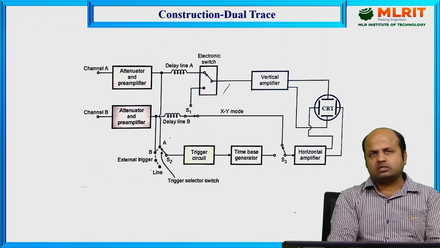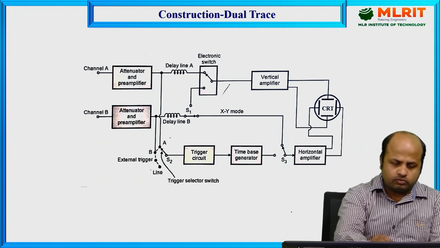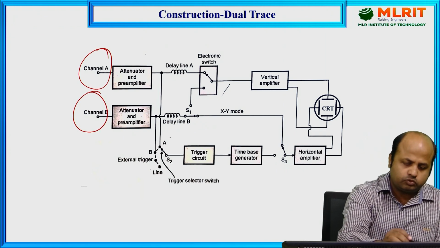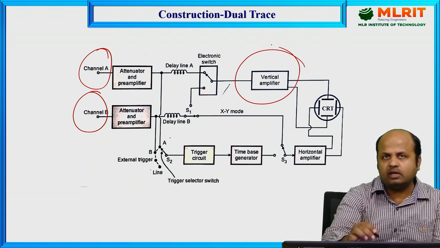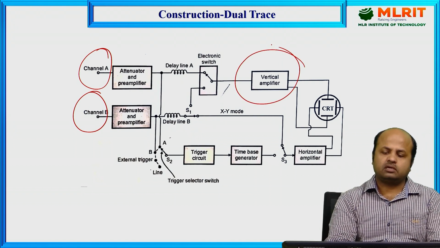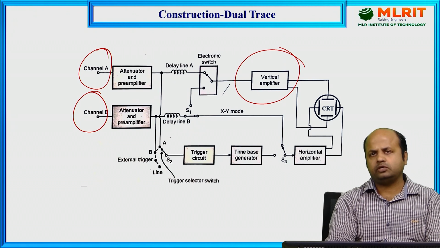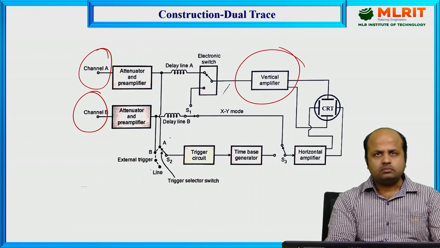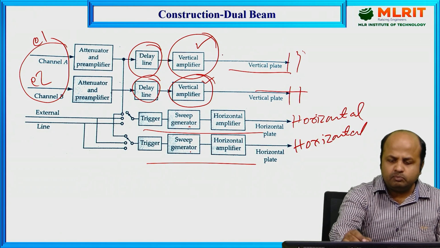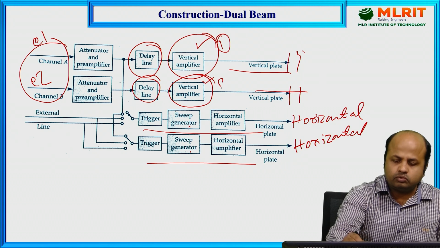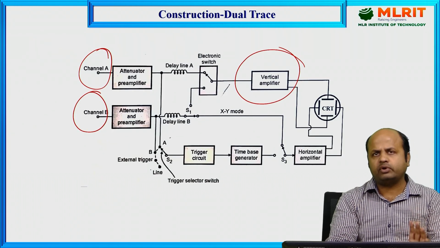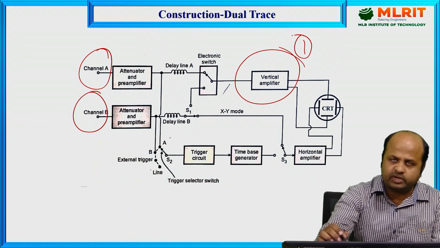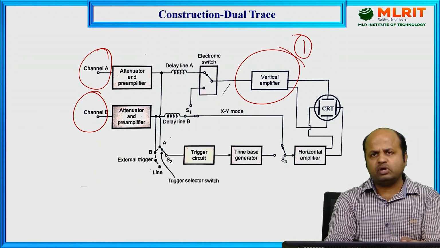What is the construction of dual trace CRO? Here also we can see that there are two channels, meaning two waveforms, but we have only one vertical amplifier. See here how the hardware complexity is reducing. In dual beam, we have two vertical amplifiers. Here no need of two, only one vertical amplifier is enough to deflect both beams.